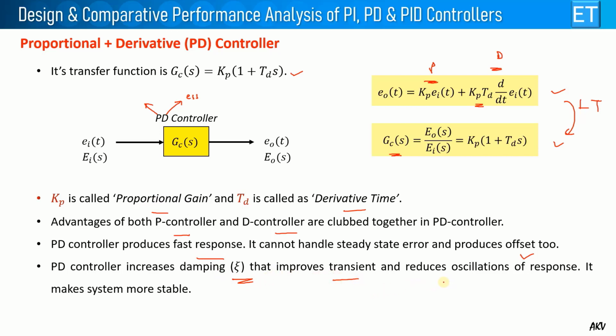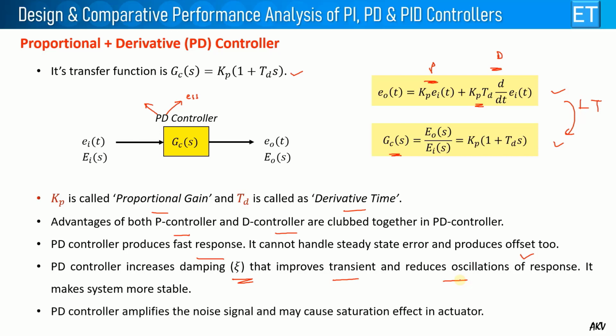I mean we get fewer oscillations in the output. So that is helpful to make the system response more stable. Also the PD controller has one more problem. It amplifies the noise signal also if it is present in the system, and it may cause the saturation effect in the actuator because of that impulsive behavior.